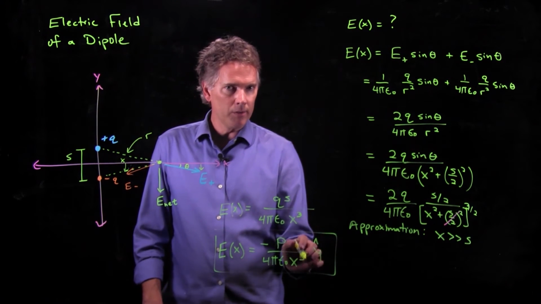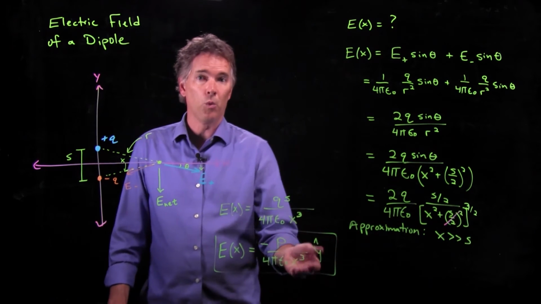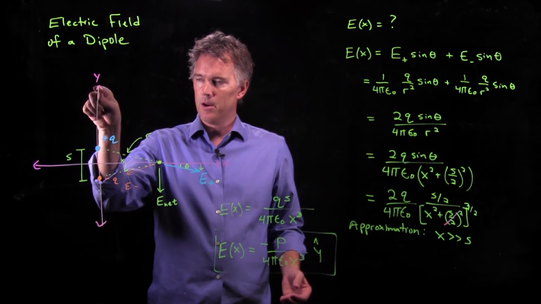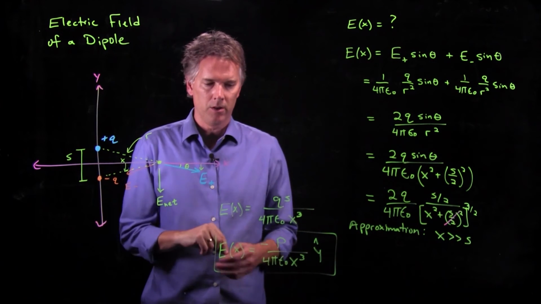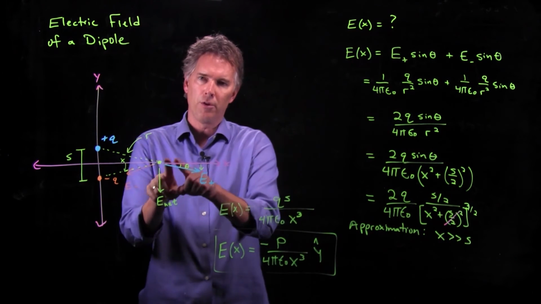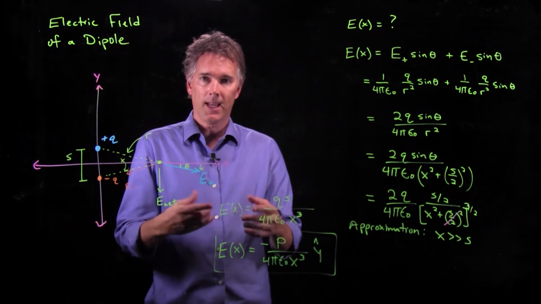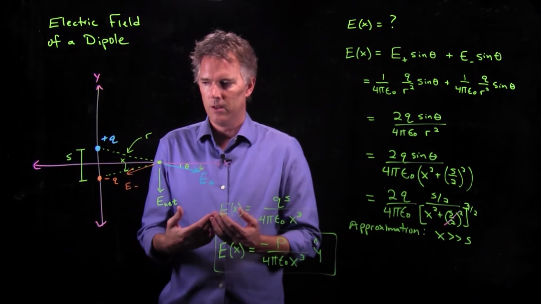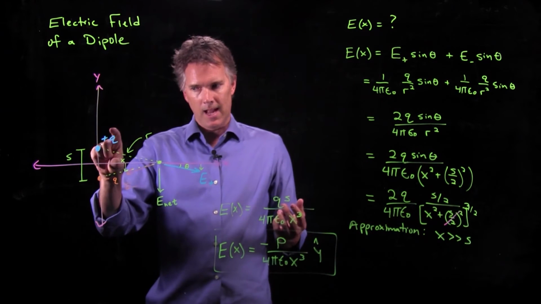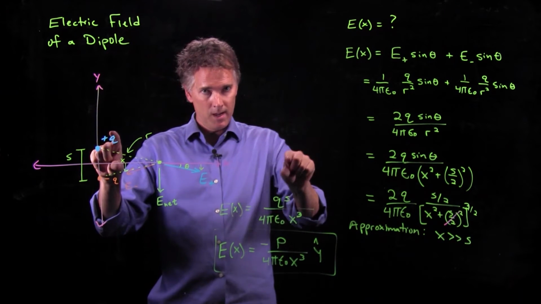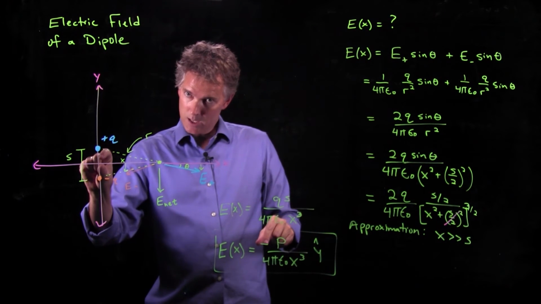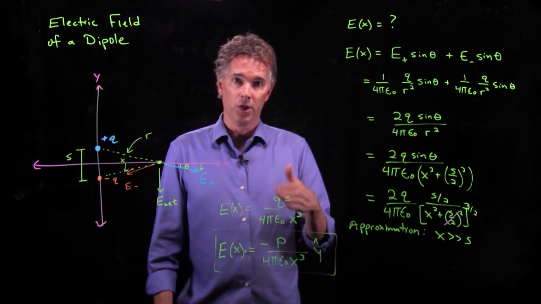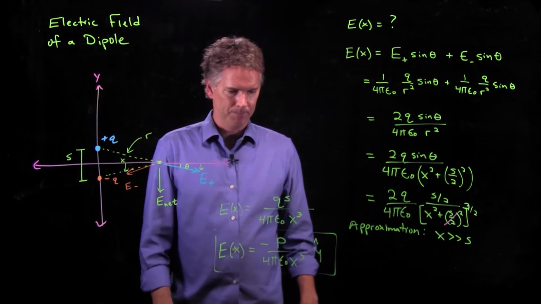Interesting that it also goes like 1 over r cubed or 1 over x cubed. Remember when we looked at the dipole field up here, it also fell like 1 over r cubed. So as you go further and further away from this thing, it gets much weaker compared to the field of a point charge. And again, that should make sense. As you get further and further away, these things shrink down until they're basically on top of each other. And that means the electric field should go away very quickly.